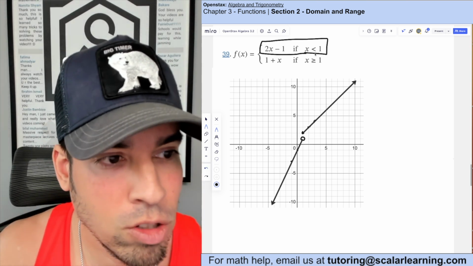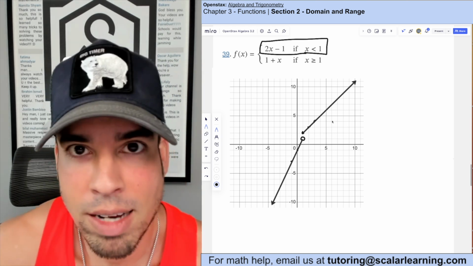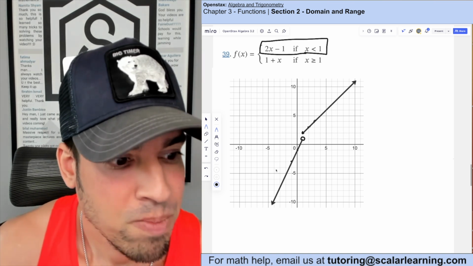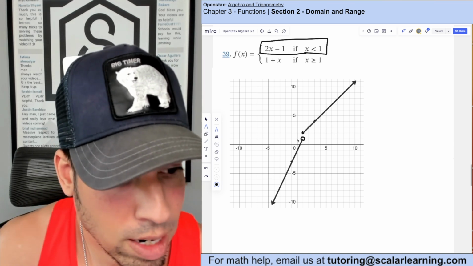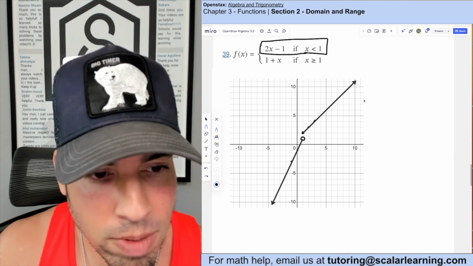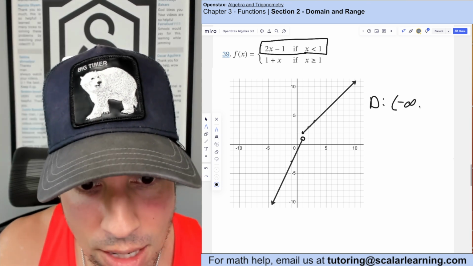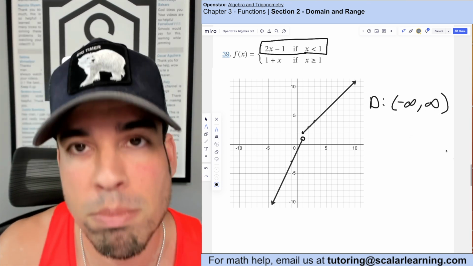But since there's no break, now you can look at it from the graph itself. There's no break in x's. There's nothing that doesn't exist. All the negative values and up to 1 exist, and then starting off at 1 again, we have new function values. So since that's the case, my domain is everything, negative infinity to positive infinity, boom, done.